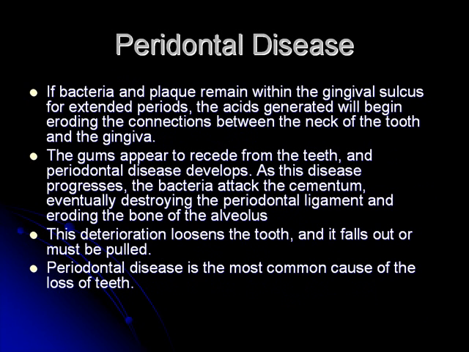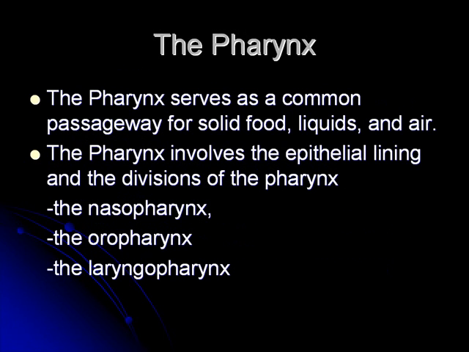In periodontal disease, bacteria and plaque remain within the gingival sulcus for extended periods of time. Acids generated will then erode the connections between the neck of the tooth and the gingiva. The gums appear to recede from the teeth, and periodontal disease develops. As this disease progresses, bacteria attack the cementum, eventually destroying the periodontal ligament and eroding the bone at the alveolus. The deterioration loosens the tooth, and it falls out, or it must be pulled out. Periodontal disease is the most common cause of loss of teeth.